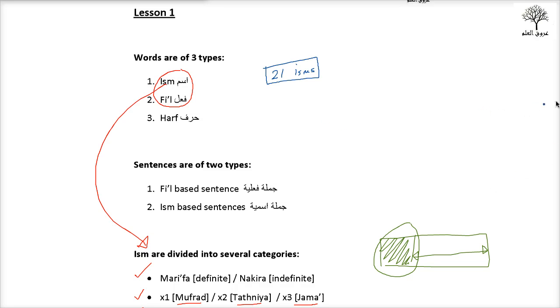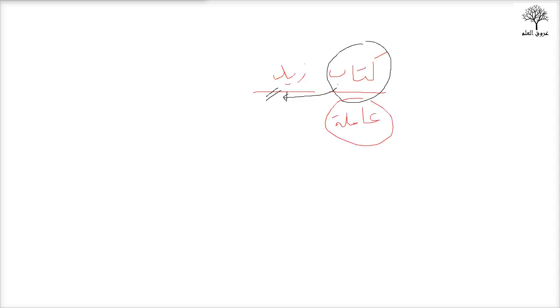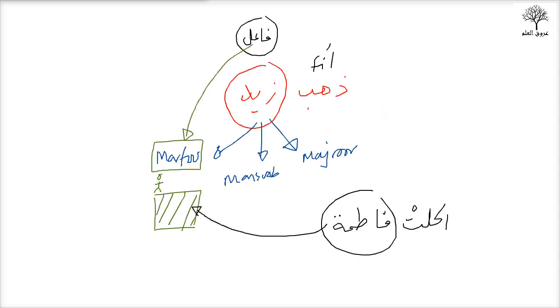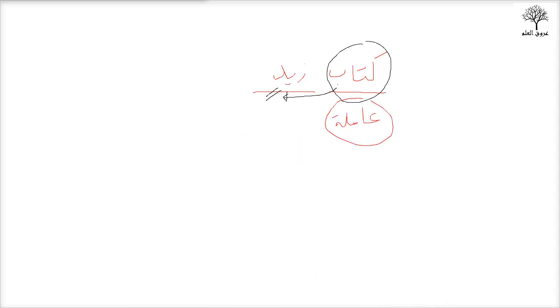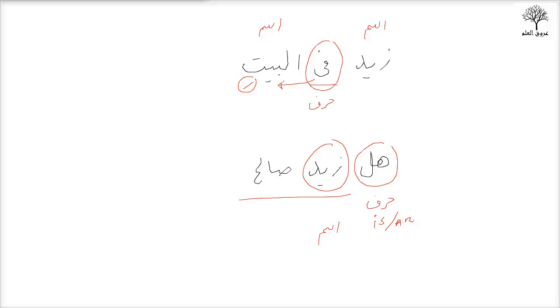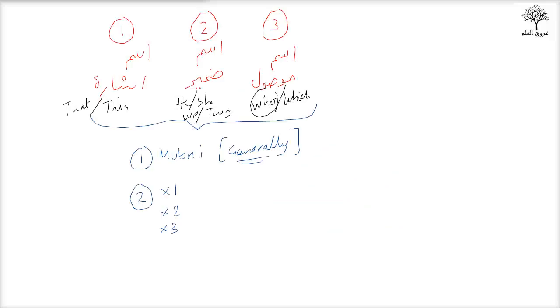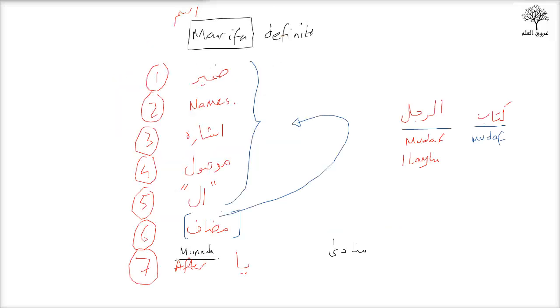No problem, brother. Alhamdulillah. Okay, so brother, we were just applying the rules that we've done so far. So let's have another go, so brother can join in as well, inshallah. So let's look at what we covered so far. And we said ma'rifah is of 7 types. So you got damirs, names, isharas, mawsuls, al, mudaf, munada.